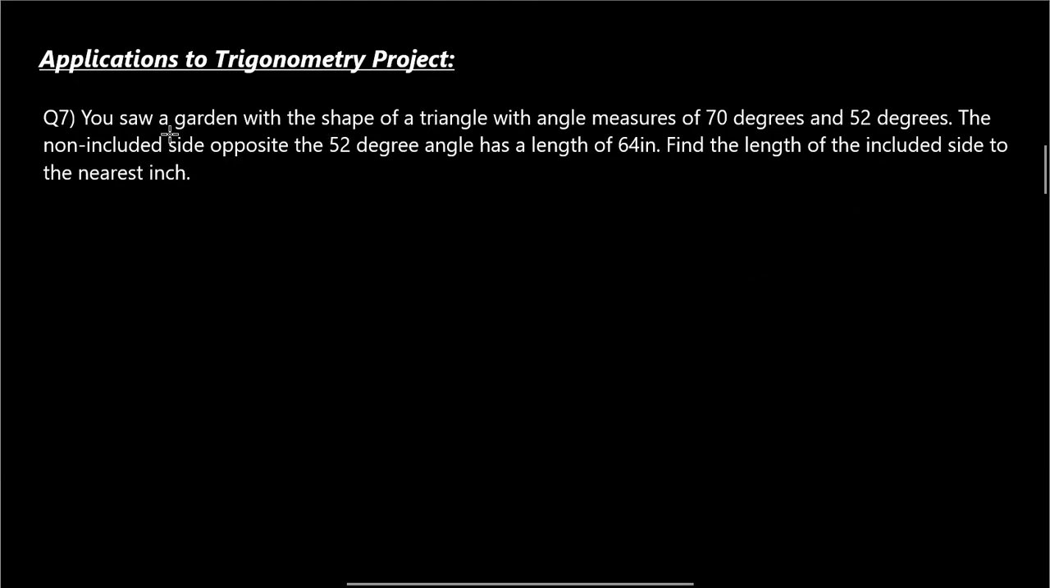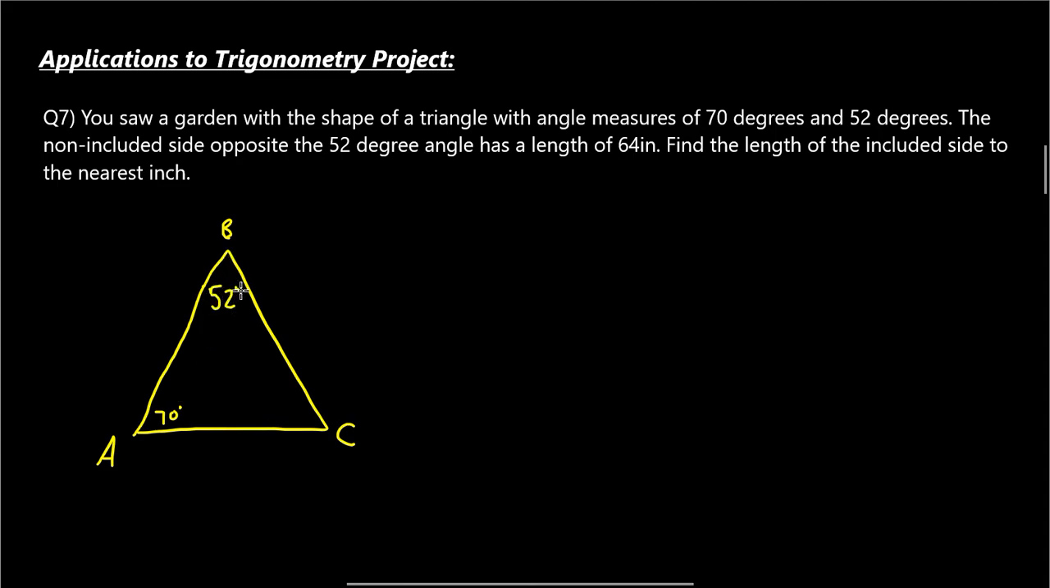Since it says a garden with the shape of a triangle, we can start off with drawing our triangle and labeling it A, B, and C. It says angle measures of 70 degrees and 52 degrees. It doesn't matter where you put these as long as you follow the descriptions in the word problem, but we're going to do A and B for simplicity's sake.